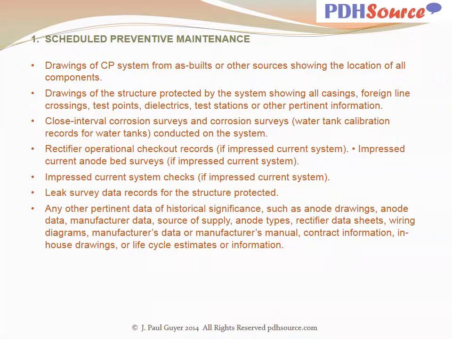the structure protected. Any other pertinent data of historical significance, such as anode drawings, anode data, manufacturer data, source of supply, anode types, rectifier data sheets, wiring diagrams, manufacturer's data or manufacturer's manual, contract information, in-house drawings, or life cycle estimates or information.